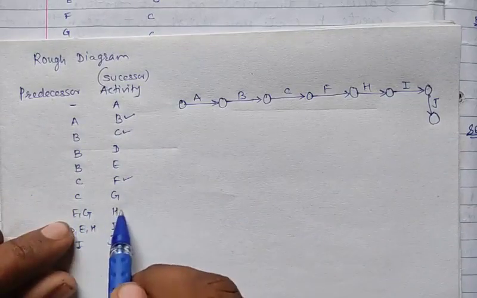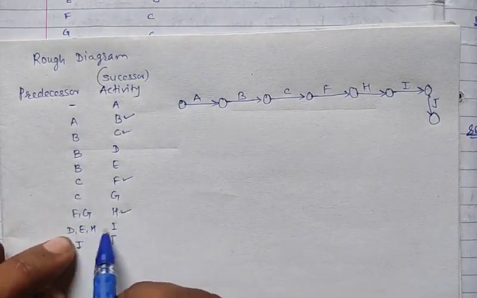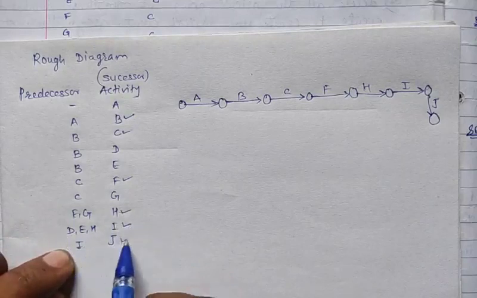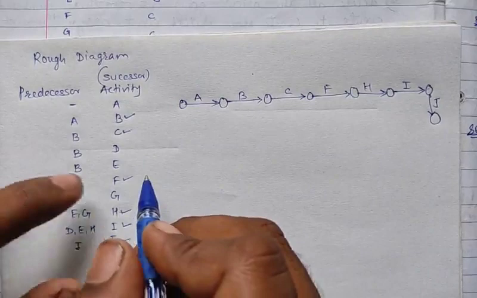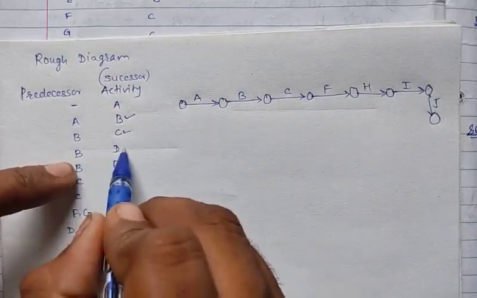F goes to H, H goes to I and I goes to J. So these activities are completed. Now let's see the next activity. Next is B goes to D.